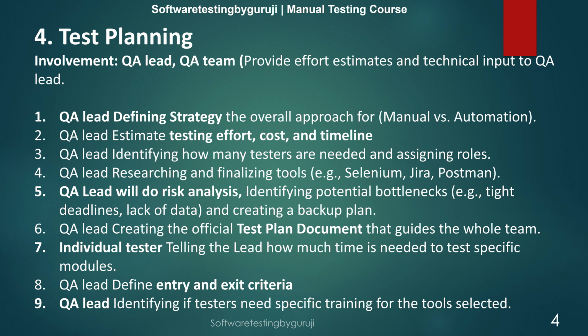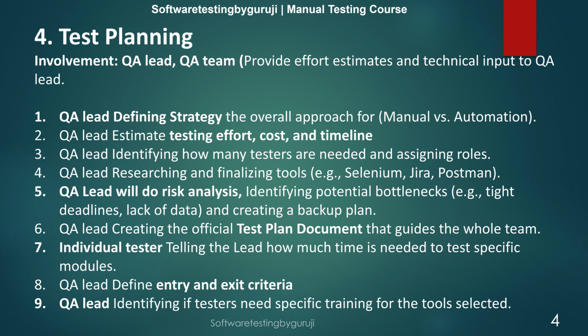Let's move to another phase, that is test planning. Here the involvement is QA lead and QA team. The QA team will provide the effort estimates and technical inputs to the QA lead. So the QA lead is responsible for the below. QA lead defines the strategy, the overall approach for manual versus automation. QA lead estimates testing effort, cost, timeline.